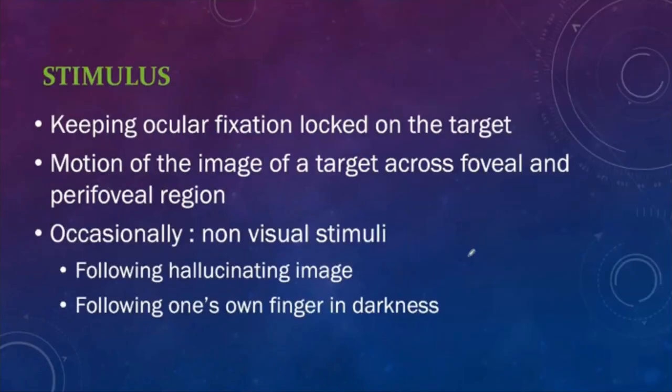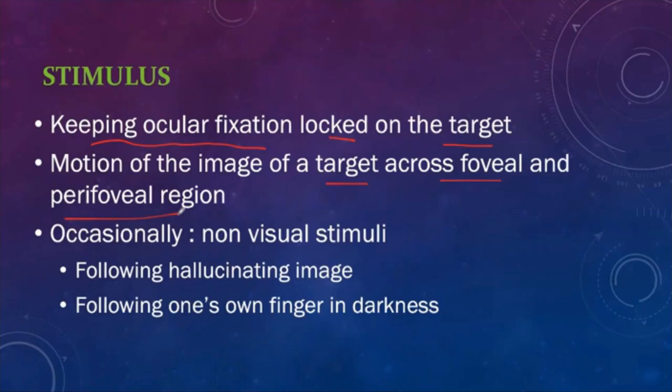So what is the stimulus of the smooth movement? It is just to keep the ocular fixation locked on the target. Once the target is located by the saccadic system, the fixation is maintained by the pursuit system. Then there is movement of the image of the target across the foveal and perifoveal region, meaning that the main stimulus of the pursuit, as is apparent from its name, is to track the object or move with the movement of the object.